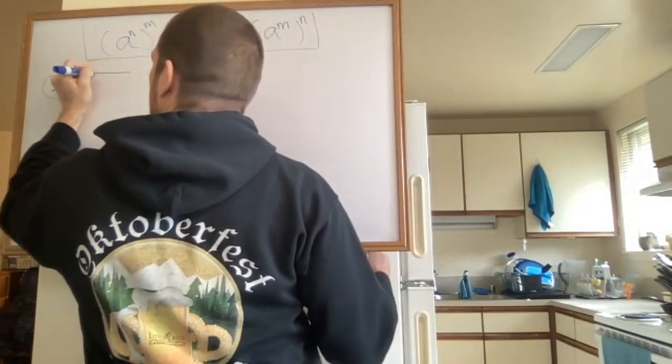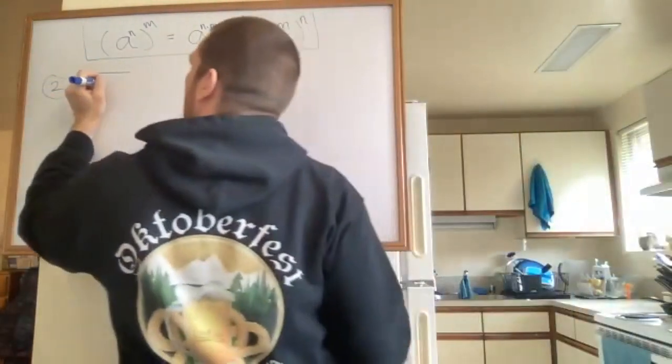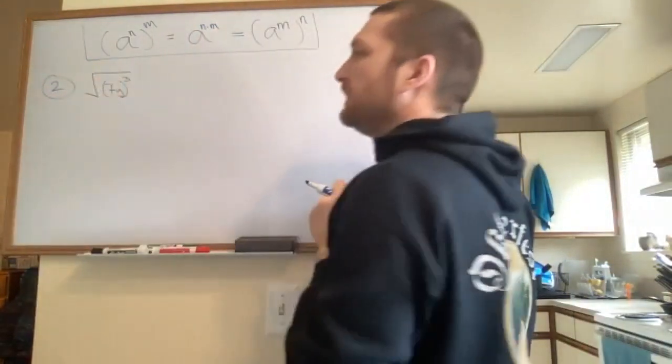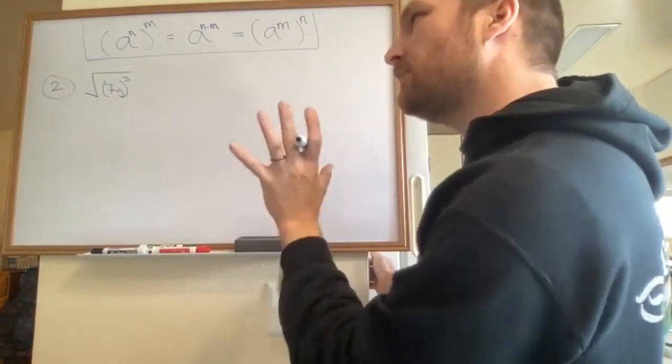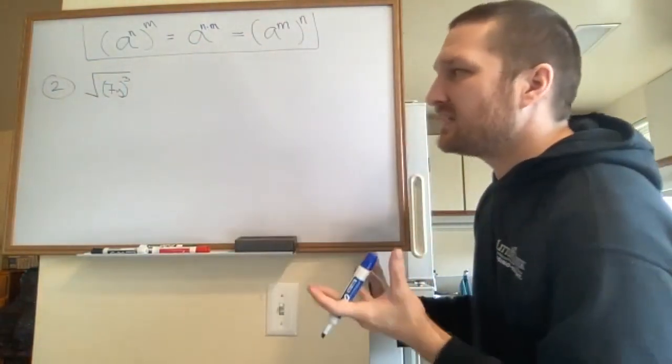It says square root. Where was it? Yep, square root of 7y raised to the 3rd power. And what your book is, or what this question's getting at, it says to simplify.